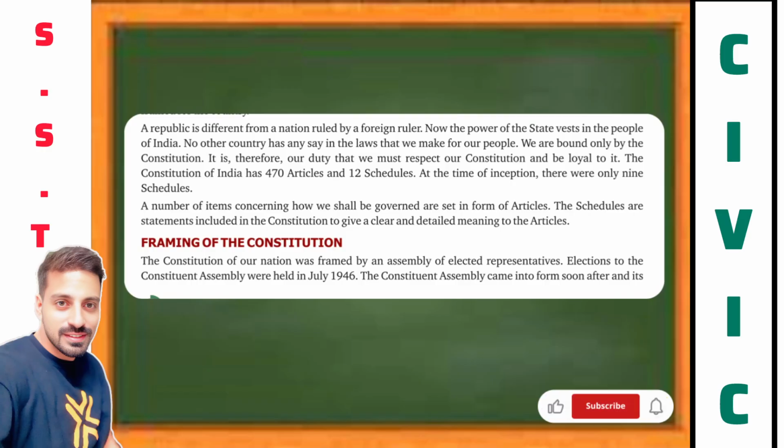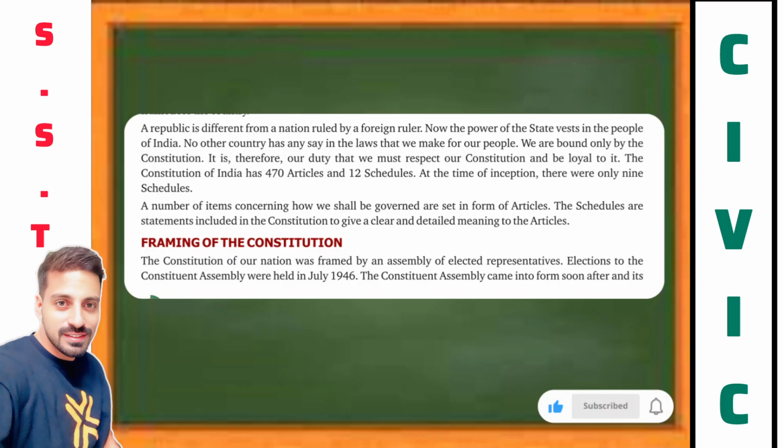The Constitution of India has 470 articles and 12 schedules. At the time of inception, there were only 9 schedules. A number of items concerning how we shall be governed are set in the form of articles. The schedules are statements included in the Constitution to give a clear and detailed meaning to the articles.